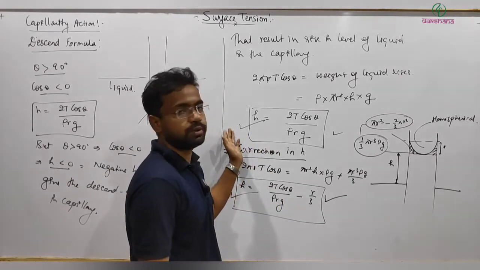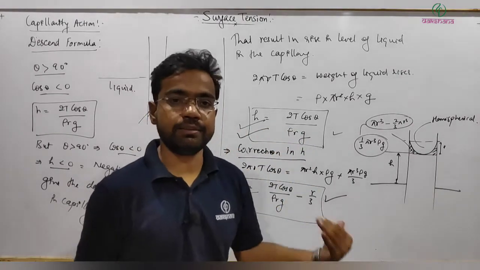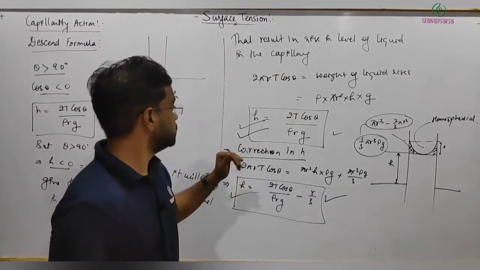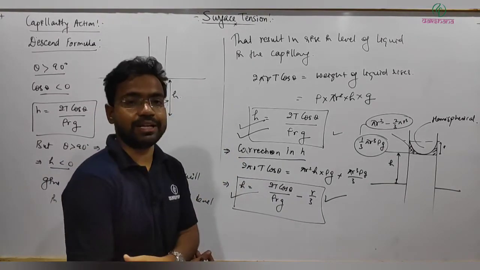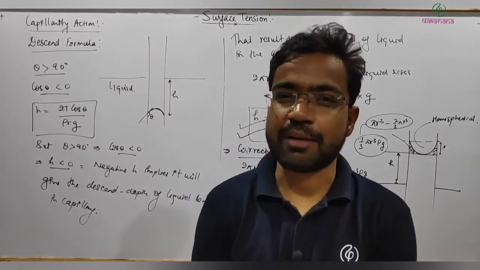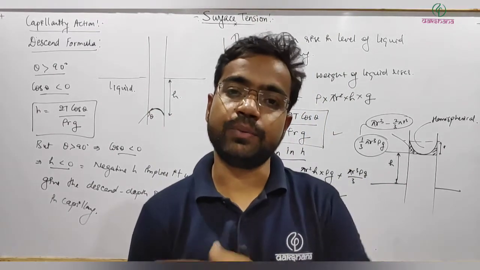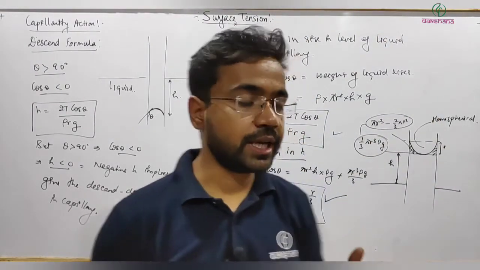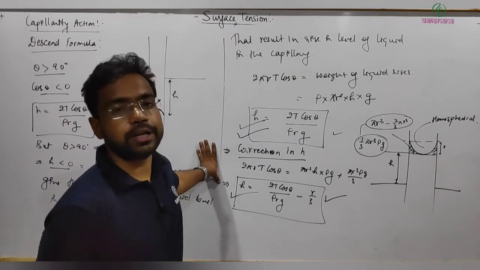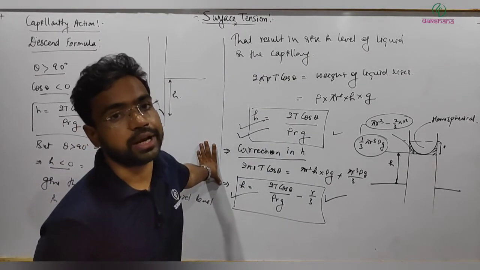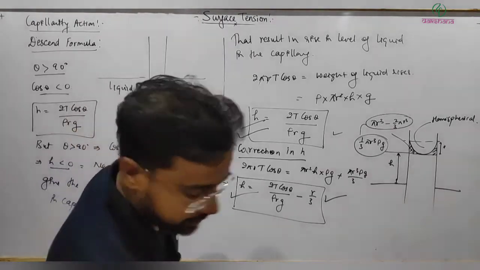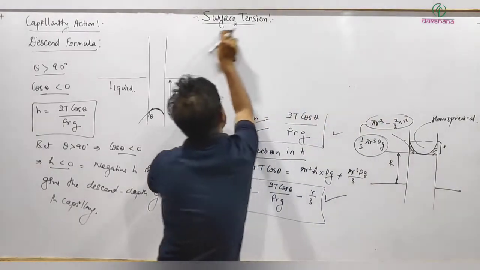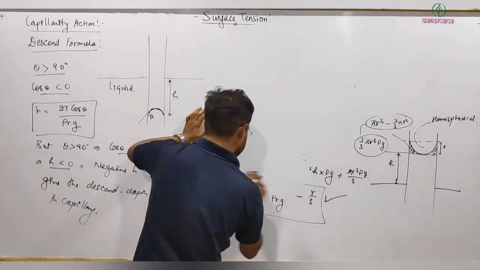Most of the time we use this formula frequently, and this formula will give you the result for the case of ascending and descending, both cases. So this is about basically the capillarity action. You must be clear about why this capillarity action happens, what is the physics behind it, why the level of liquid in the capillary either rises or descends. And one more thing: when the angle of contact theta is smaller or acute, the level will rise in the capillary. If the angle of contact theta is obtuse, then the liquid will descend in the capillary.